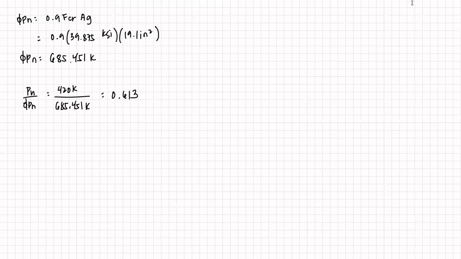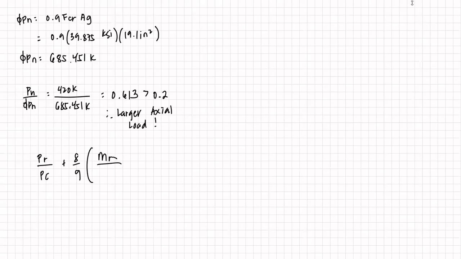That is greater than 0.2. So that means the axial load is larger, and what we reduce is our moment. So we use PR over PC plus 8 over 9 times MRX over MCX. And then we no longer have the y term, we just cancel it. It should be less than or equal to 1.0. We remove this, so this is the only one we need to satisfy.